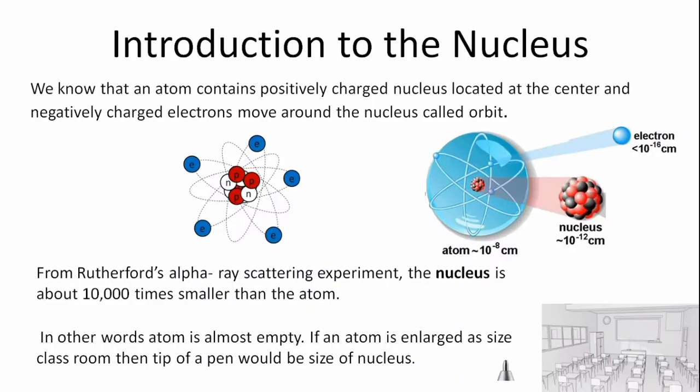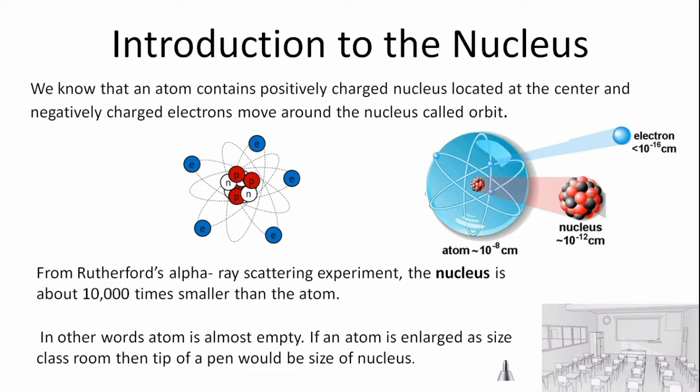So we know that an atom is electrically neutral. It contains an equal number of protons and electrons, and that's why it is electrically neutral. And we know that an atom contains a positively charged nucleus, which is located at its center, and negatively charged electrons are orbiting around the nucleus.